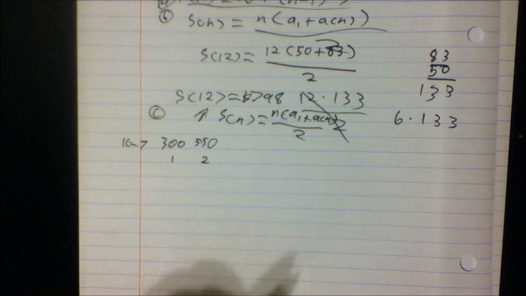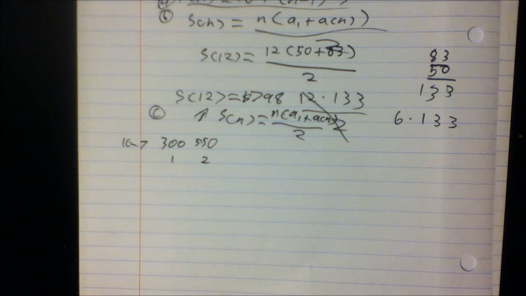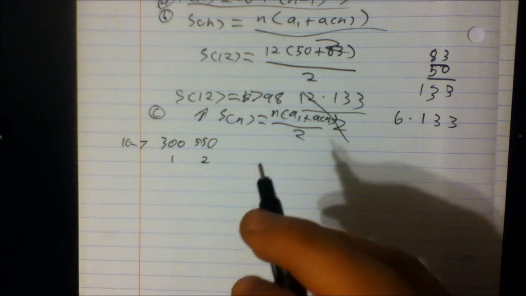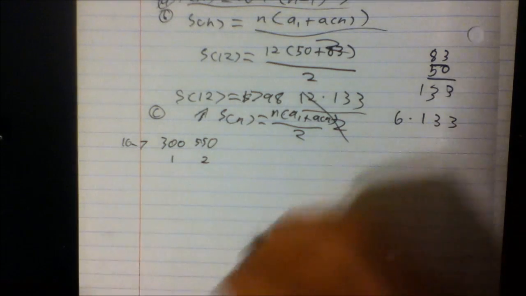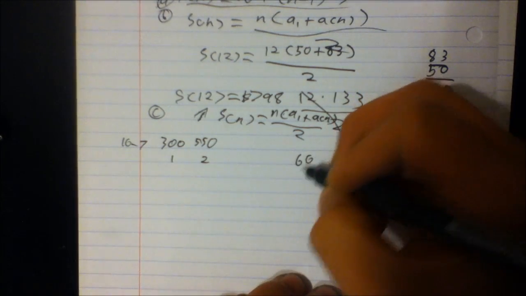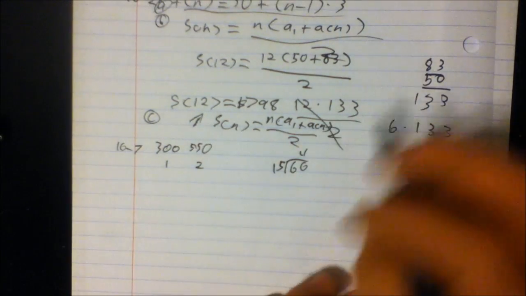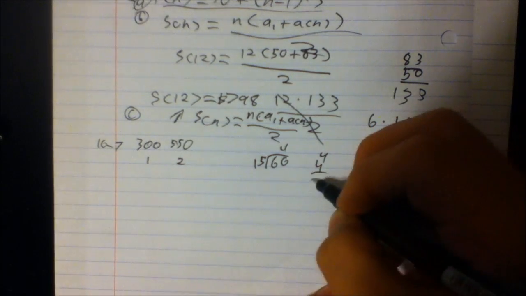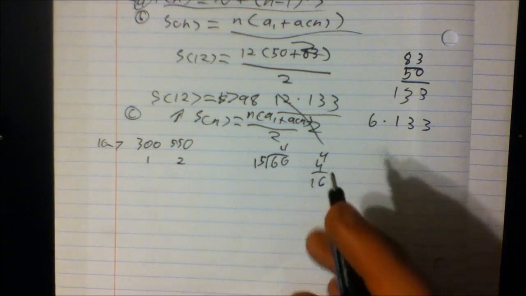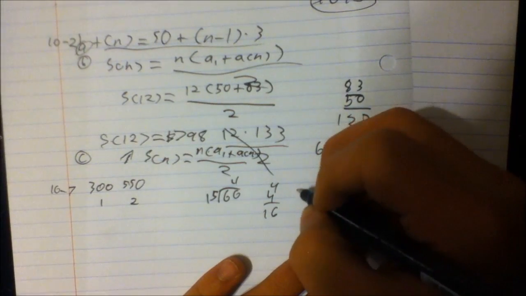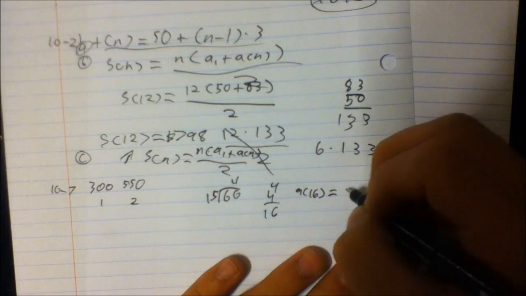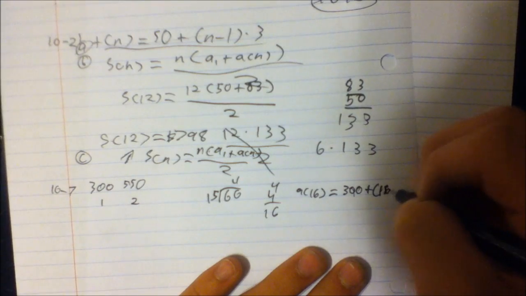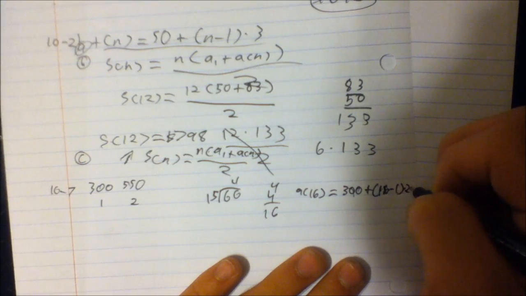The first part of the question asks, how many people enter between 11:45 and noon, just in time for the big parade? First, we need to find out what the nth number of noon would be. How many 15-minute intervals are in an hour? 60 divided by 15 is 4. And we have 4 hours because 8 to 12 is 4 hours. So 4 times 4 equals 16. We're looking for the 16th number. So a of 16 equals the first number, which is 300, plus 16 minus 1 times 250.